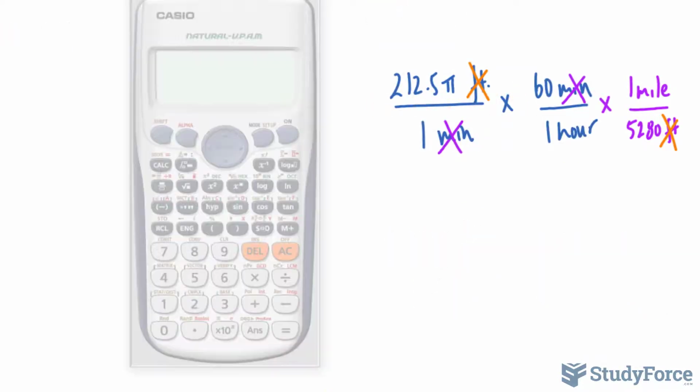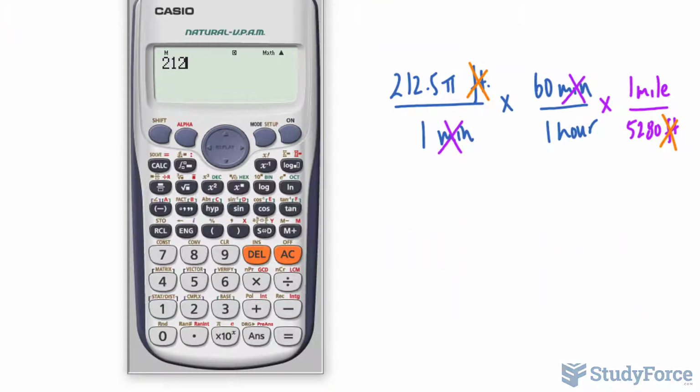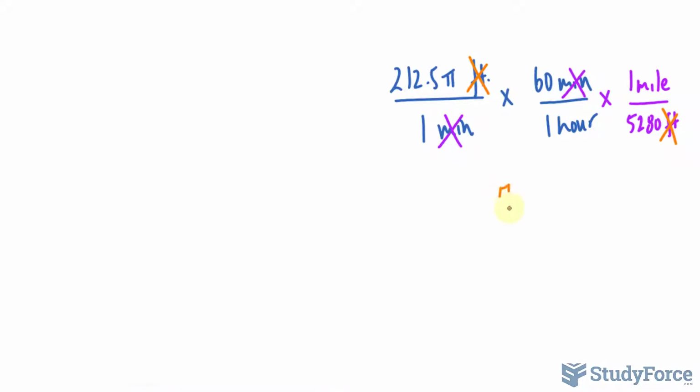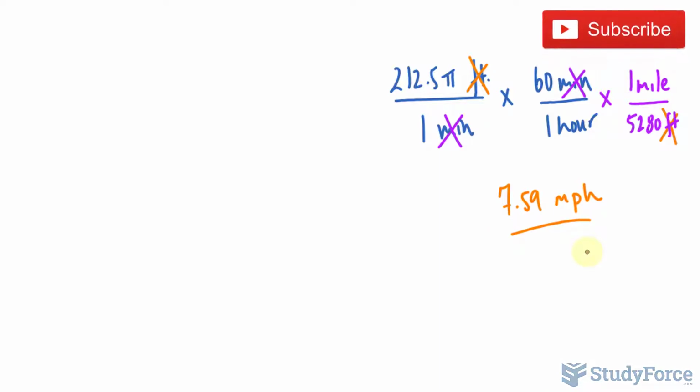And now doing the math, 212.5 times 60 times pi divided by the number at the bottom, which is 5280, gives us 7.586, which I'll round to 7.59. 7.59 miles per hour. Okay, let's move on to question 4.